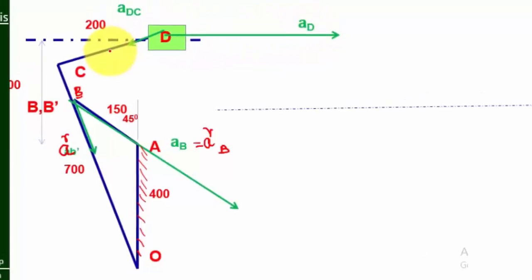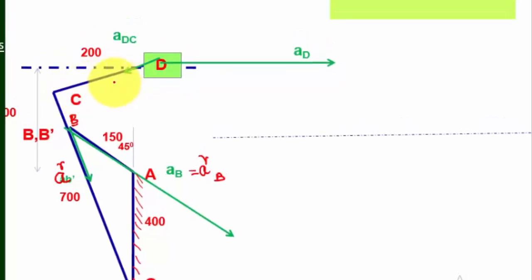Whereas here acceleration of link CD, it has two components. So this is radial component. Again tangential component should be perpendicular. Okay, so that perpendicular component is nothing but here. Apart from that, for BB dash we have to consider one Coriolis component. So Coriolis component is nothing but tangential component, ATC.